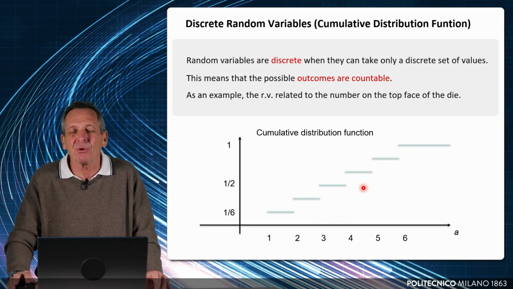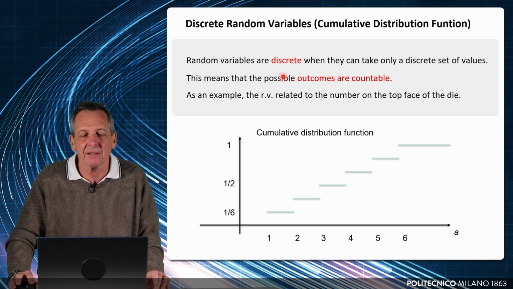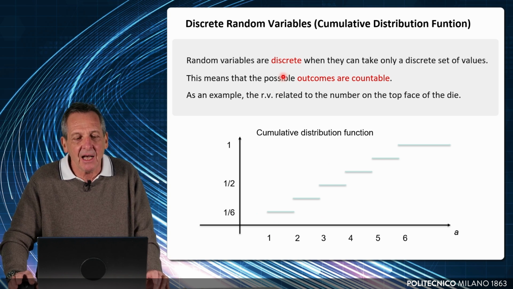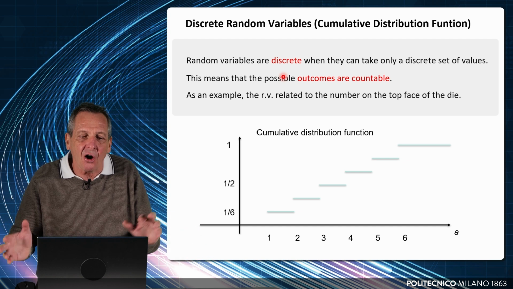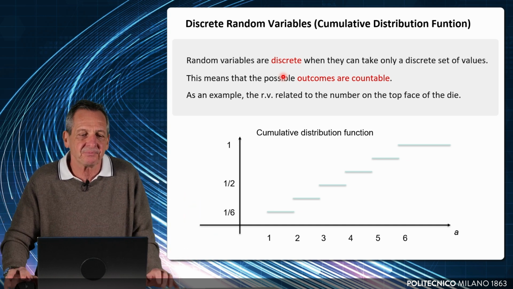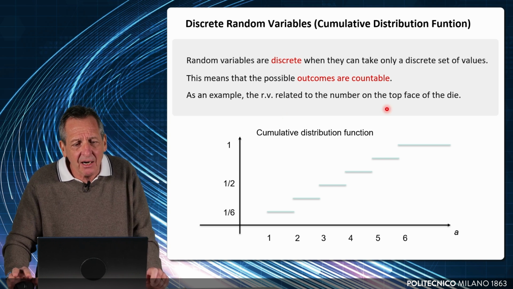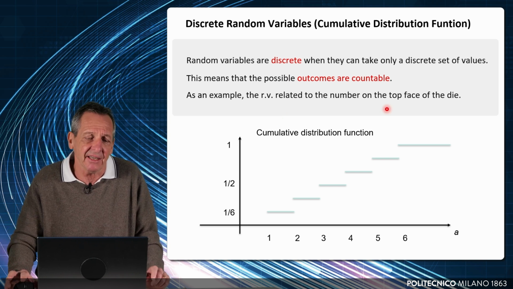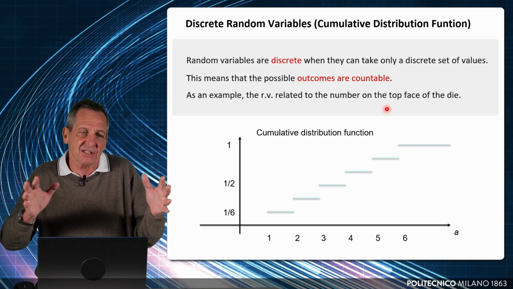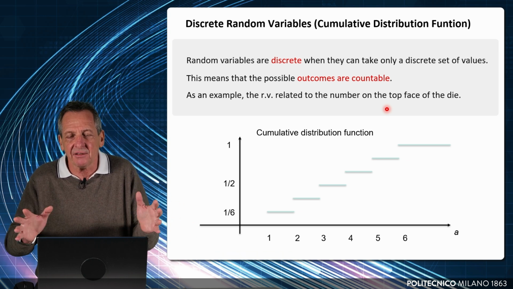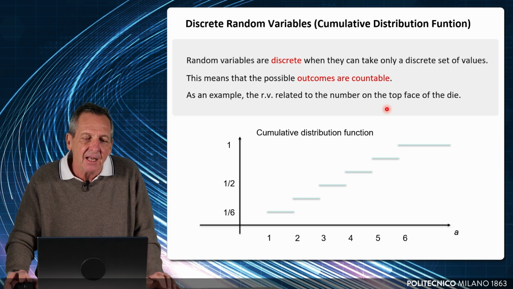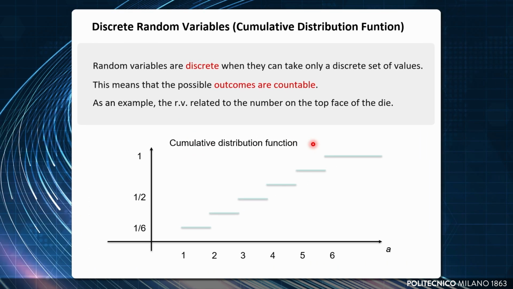Now let's see another example, different, because we are talking about discrete random variables. That is, random variables that can take only a discrete set of values. As an example, we can use the number on the top face of a die. We know that we have just 6 possible results, integers from 1 to 6. And the cumulative distribution function is this one, this funny step function here. We can justify this function in this way.